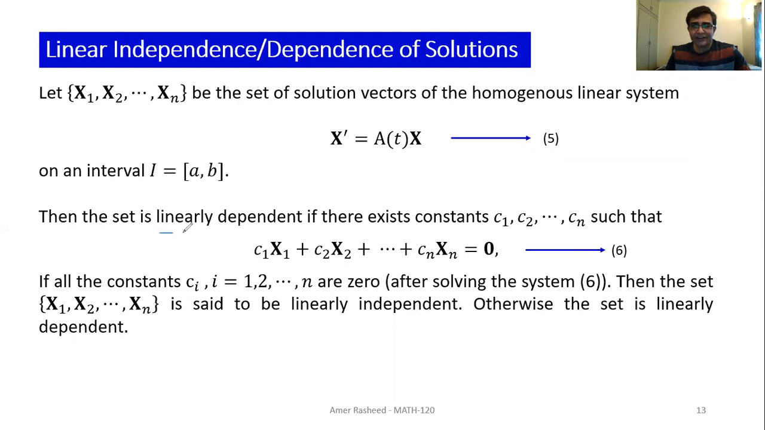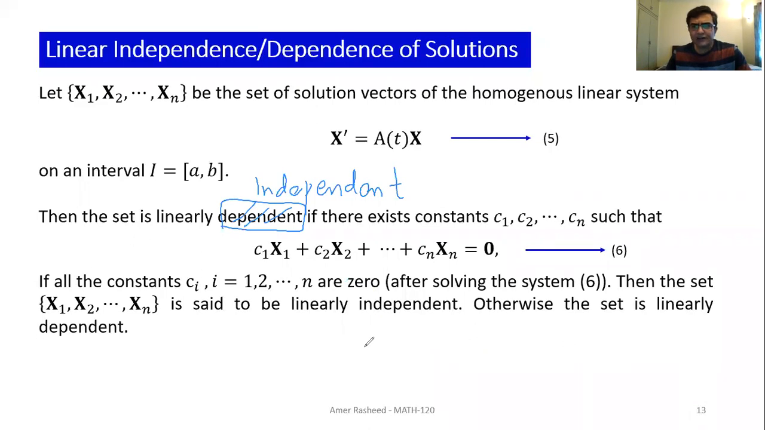Then the set is linearly dependent if there are constants such that not all the constants are 0. Here we must have non-zero. Or you can write here linearly independent, not dependent. You cross it. There's a typo here. We should have here linearly independent. I hope you get it.